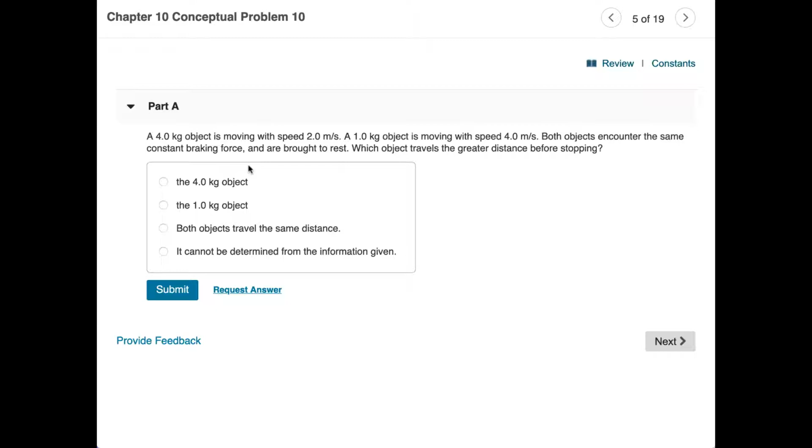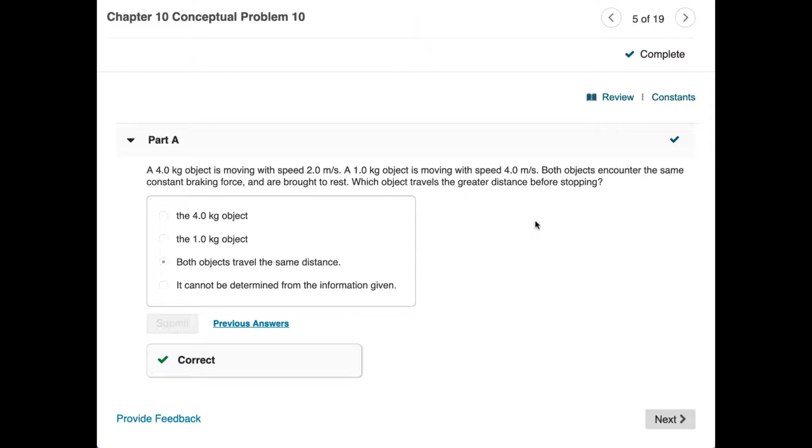Which object travels the greater distance? They travel the same distance. They have the same initial kinetic energy and therefore travel the same distance when being brought to rest by a constant force. Well, I almost messed that one up. This is the work energy theorem. The change in kinetic energy is equal to the work done.